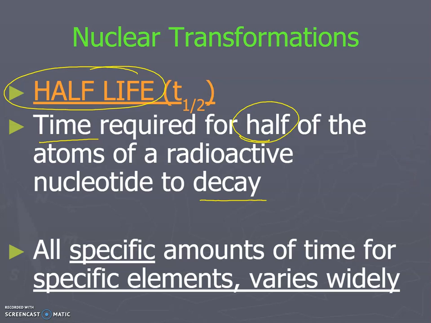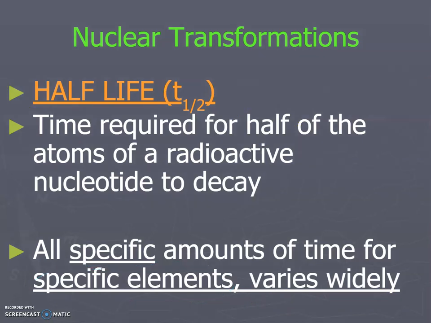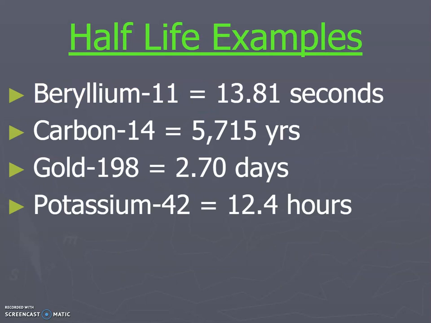Now, the time that it takes for an unstable atom to undergo a half-life is specific for that element, and the times widely vary. So it really does depend on what it is. Like beryllium 11, that'll take 13.81 seconds for half of it to decay. That's crazy, okay? It's really, really fast.